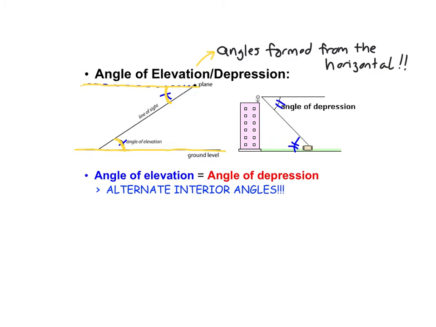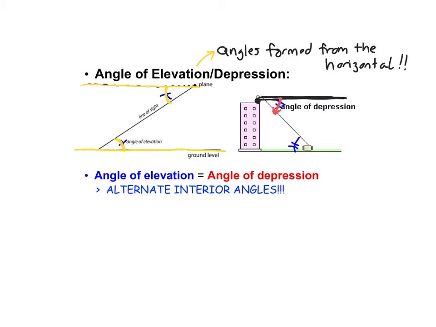So for example, looking at this picture of the building, if we have a person standing on top of the building and I give you the angle of depression, that angle of depression refers to the horizontal distance of the person looking out from the top of the building, and it's the measure of the angle coming down from that horizontal distance.